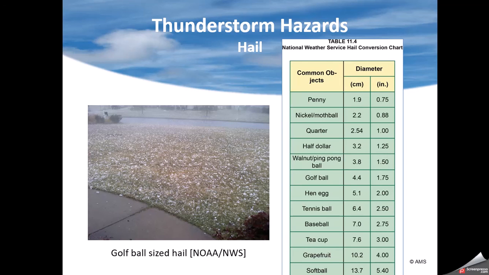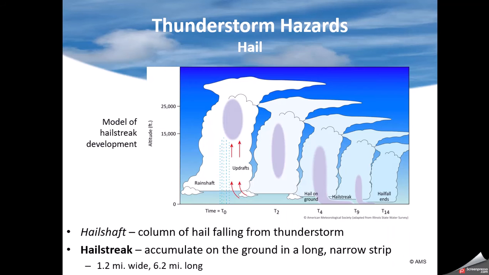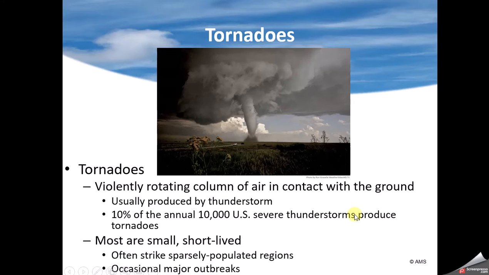You can see here the Weather Service categorizes them by pennies, nickels, mothballs. 1-inch hail is considered severe. It used to be 3/4, but now it's 1 inch. So you can see hail forms in the mid part of the clouds and gradually descends and ends.